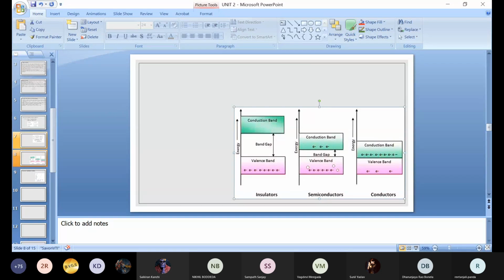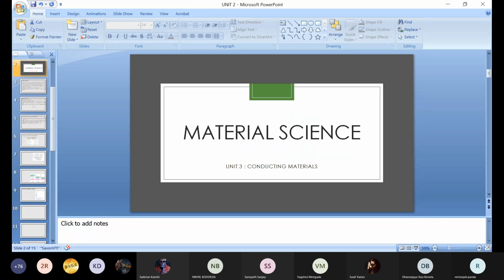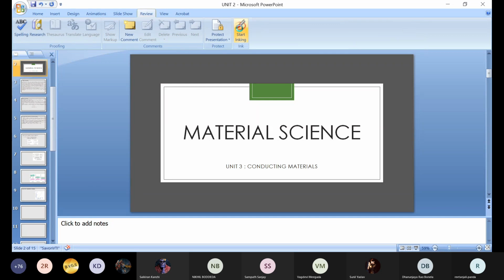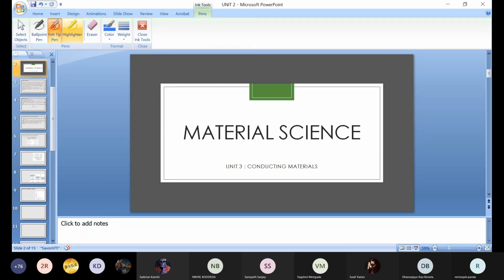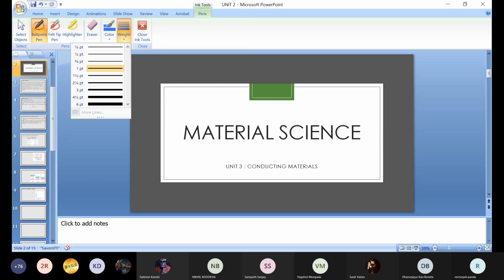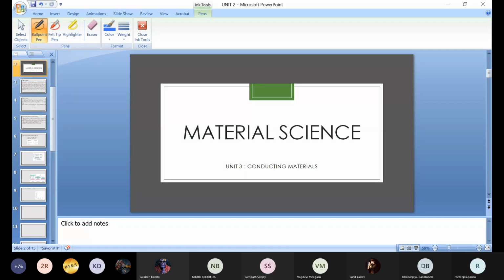So we will start with the Unit 3 chapter today. The topic of Unit 3 is conducting materials. Before starting conducting materials, we should recall what we know from our school time. We will first discuss that, then we will start with the conducting materials.